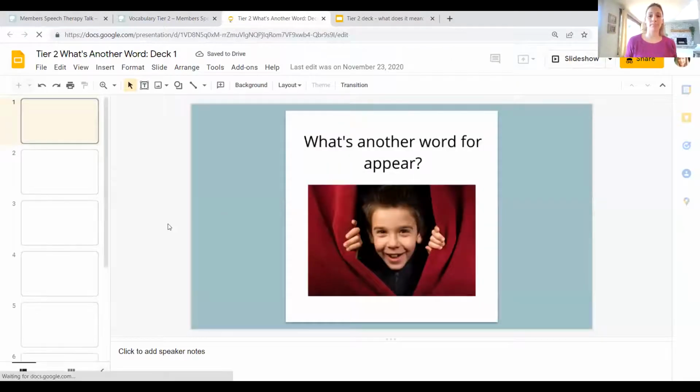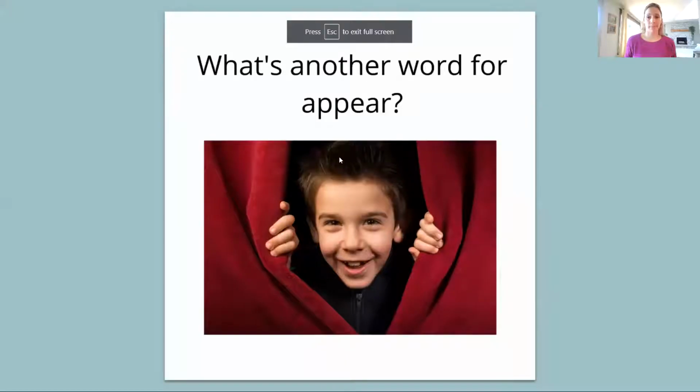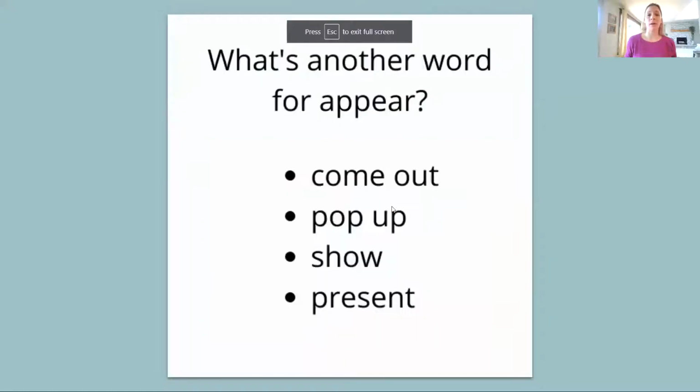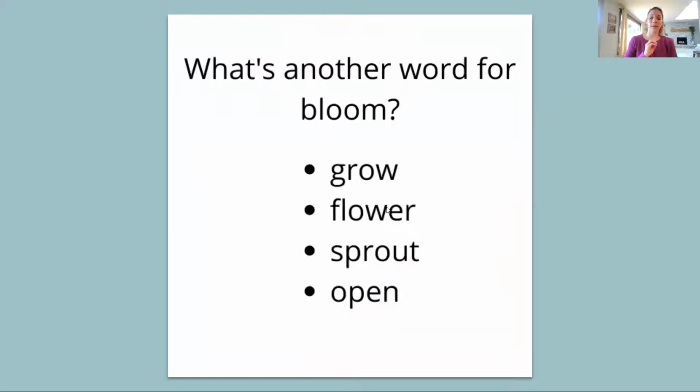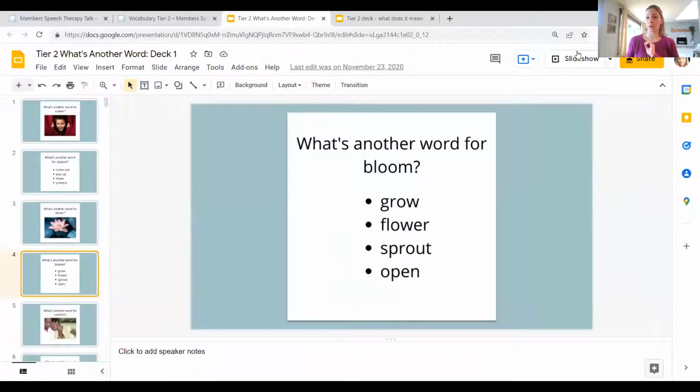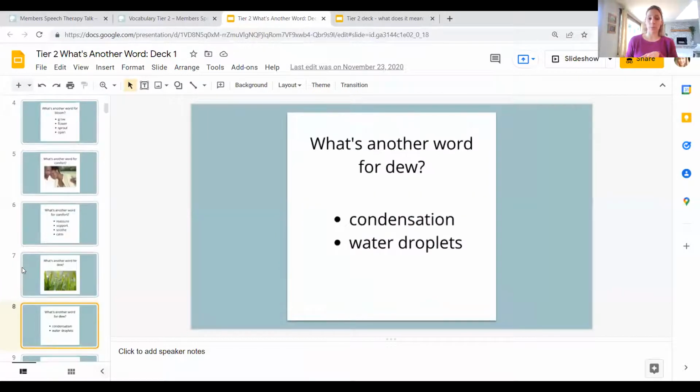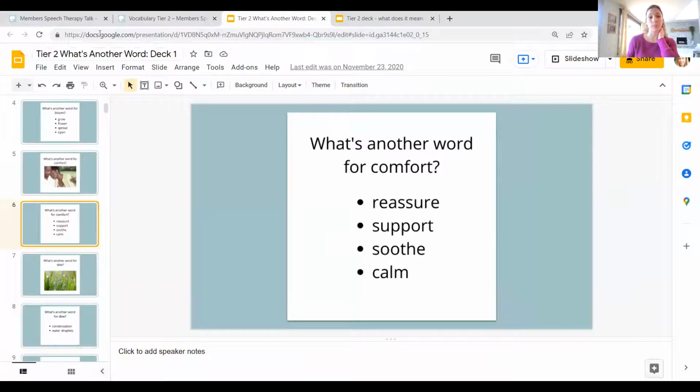So we'll hop over to synonyms. So synonyms, what's another word for appear? To come out, to pop up, to show, to present. So this one, if you want the answers, you have to use it in a slideshow. Sorry, I should have gone through that. So once you open it up, you have to click slideshow. So maybe we'll go through this for the words they don't know. I mean, you can do it here and just click on the answer too.